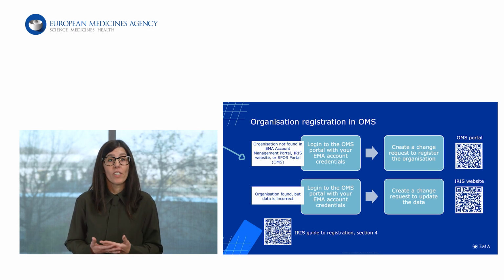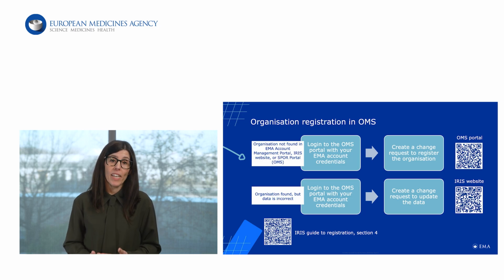If your search for an organization in the EMA account management portal, IRIS website or SPOR portal OMS is unsuccessful, log in to the OMS portal with your EMA account credentials and create a change request to register the organization. Registration of a new organization takes between 5 to 10 working days. If the organization is found but data is incorrect, log in to the OMS portal with your EMA account credentials and create a change request to update the data. A valid SPOR user role is required to perform this action.